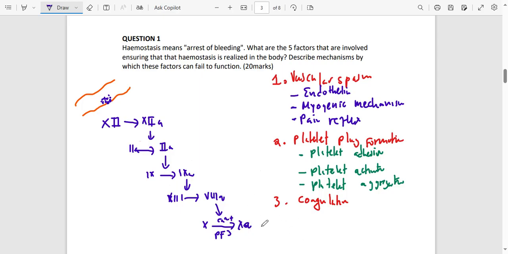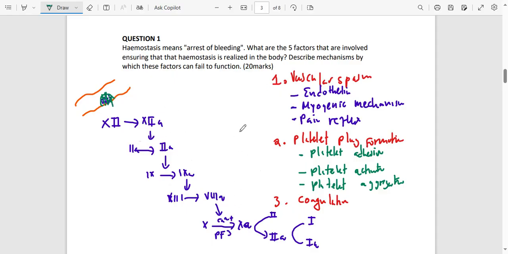When you have got factor 10A, this guy is going to activate the prothrombin activator. Prothrombin activator is going to come and convert prothrombin, which is factor 2, into thrombin, which is factor 2A. This thrombin is going to convert factor 1, which is fibrinogen, into factor 1A, which is fibrin. And this fibrin is what is going to come and form a mesh here. So this is the intrinsic pathway.